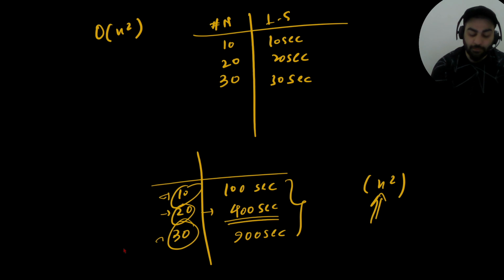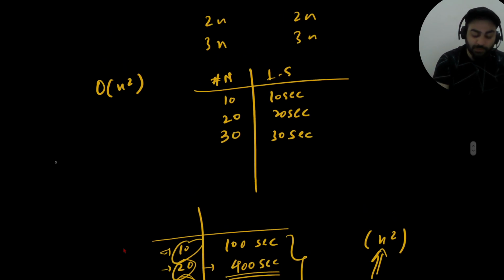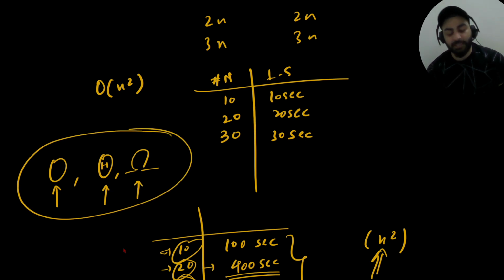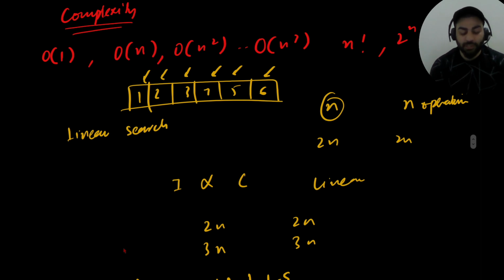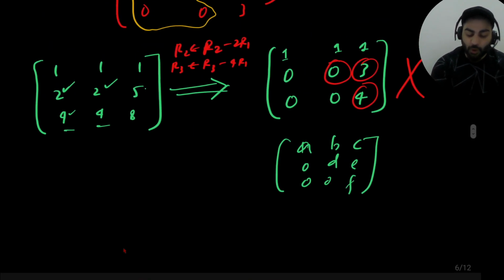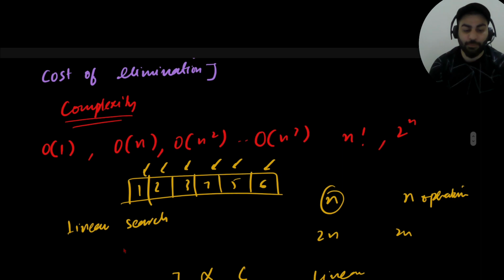If I had to teach a course on algorithms, we'd see what this big O notation means. There is a theta notation and an omega notation. These are the worst case, average case, and best case complexities. I don't want to get into those details. Here we just want to see the cost of this elimination. How many operations does this elimination take? Let's suppose we have a matrix of size n cross n.